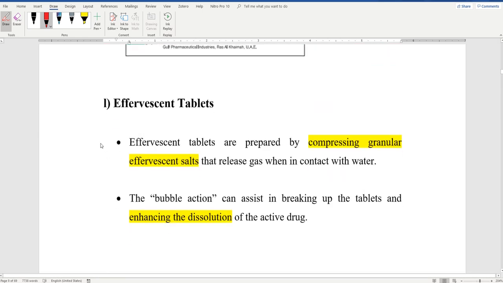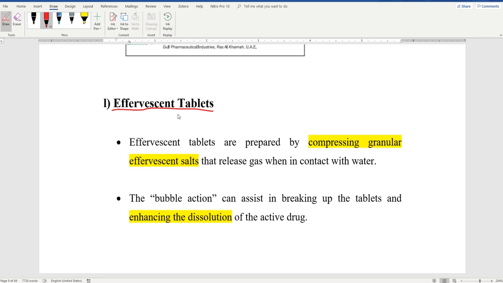The other type of tablets is effervescent tablets. We already discussed effervescent granules, and you prepared them in the lab. If you remember, the main ingredients of effervescent granules are citric acid, tartaric acid, and sodium bicarbonate. Now, if you don't want to use granules, then you can use tablets. First prepare the effervescent granules, then compress the granules to make tablets, and you will have effervescent tablets.